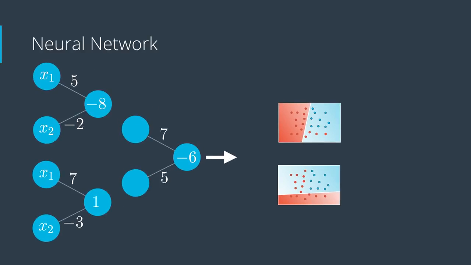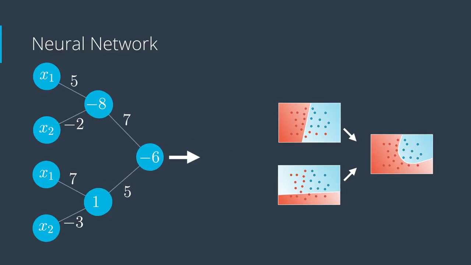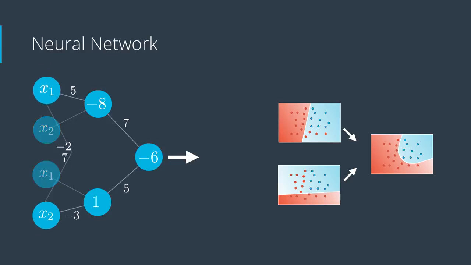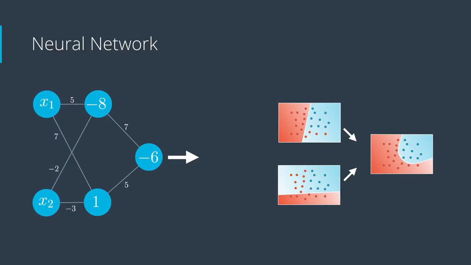And let's use another perceptron to combine these two models using the linear equation 7 times the first model plus 5 times the second model minus 6. And now the magic happens when we join these together and we get a neural network. We clean it up a bit and we obtain this.